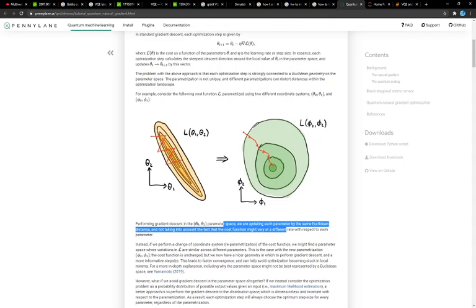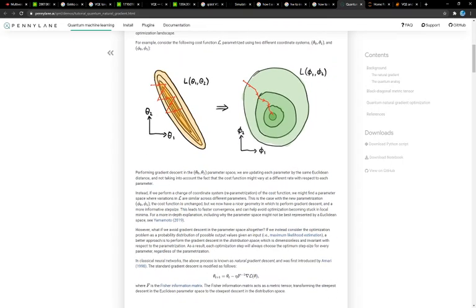Performing gradient descent on the theta 0, theta 1 parameter space, we're updating each parameter by the same Euclidean distance and not taking into account the fact that the cost function might vary at a different rate with respect to each parameter. Instead, if we perform a change of coordinate system, a reparameterization of the cost function, we might find a parameter space where variations are similar across different parameters. This is the case with the new parameterization. The cost function is unchanged, but we now have a nicer geometry in which to perform gradient descent and a more informative step size. This leads to faster convergence and can help avoid optimization becoming stuck in local minima.